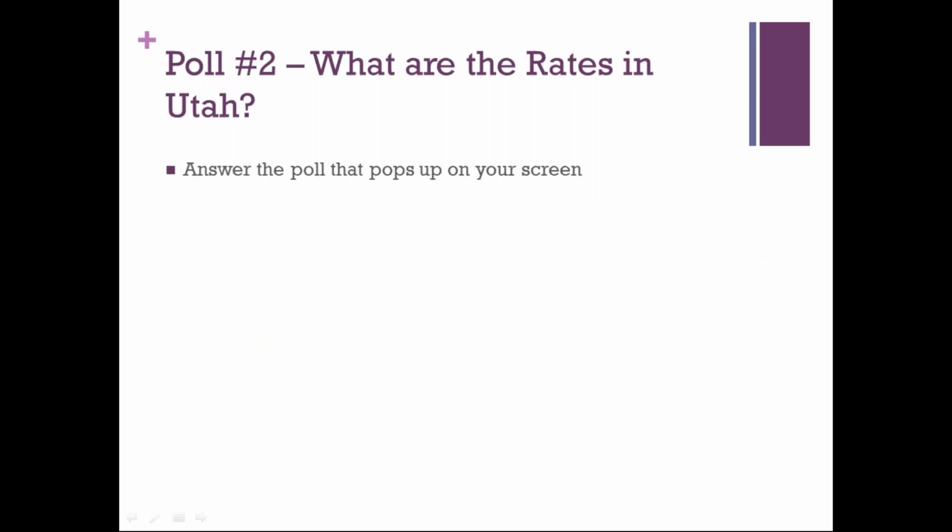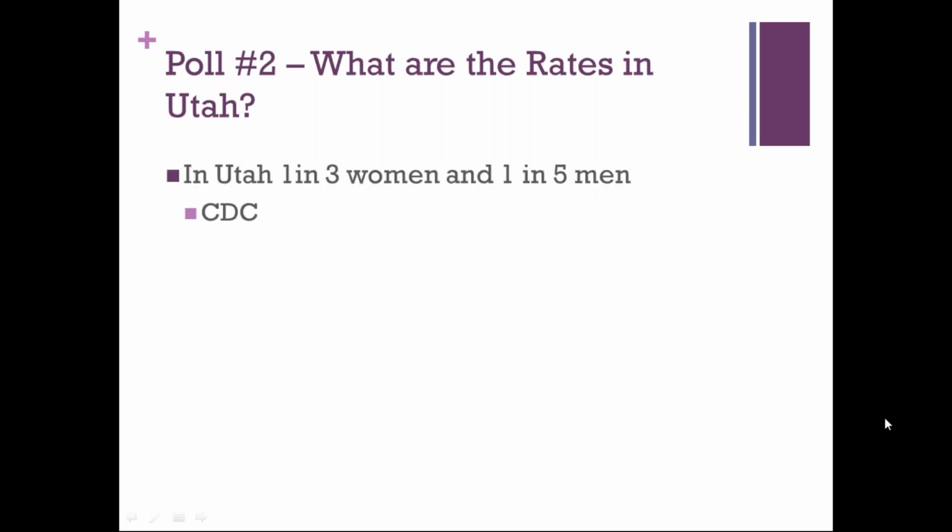So let's find out what the answer is. It was C, which 44% of folks said. So in Utah, 1 in 3 women and 1 in 5 men will experience domestic violence in their lifetime. That's pretty significant numbers, right? Oftentimes when we do hear about male victims, male survivors, we see higher numbers, 1 in 20, 1 in 50, and in reality the rates are pretty similar.